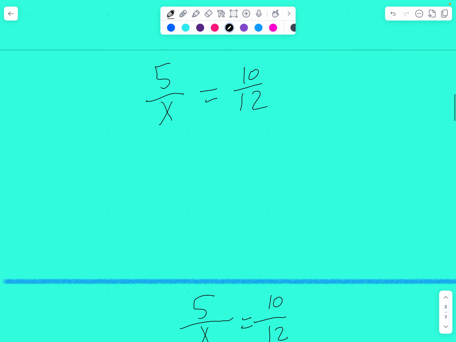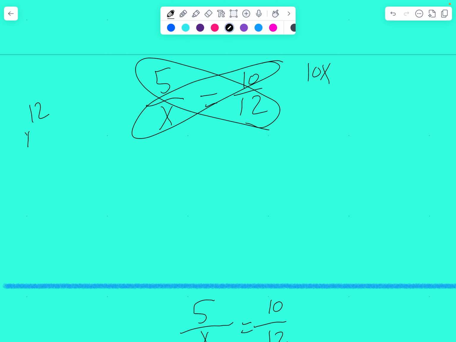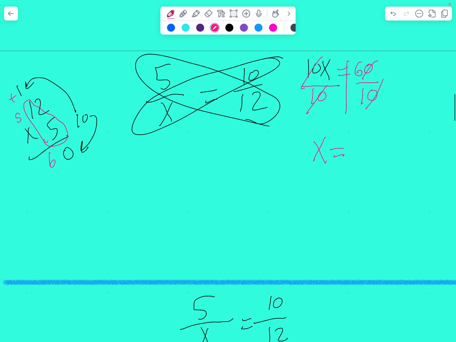All right, let's try this one. 5 over x equals 10 over 12. Okay, let's try the first way. 10 times x is 10x. 12 times 5. Let's do that. What's 5 times 2? 10. 0 would go down here. 1 is up top. What is 5 times 1? 5. What is 5 plus 1? 6. 60. So 10x equals 60. Divide both sides by 10. What I do on one side, I do to the other. Then I got x equals 60 divided by 10. Zeros cancel out. What's 6 divided by 1? 6.